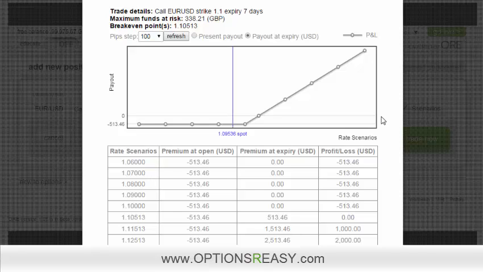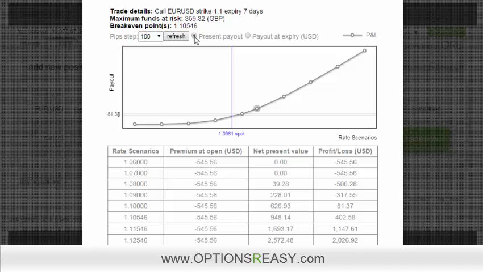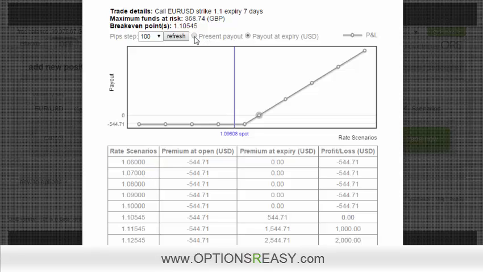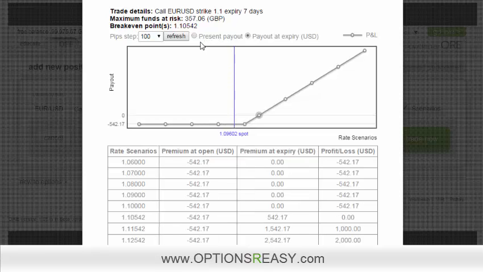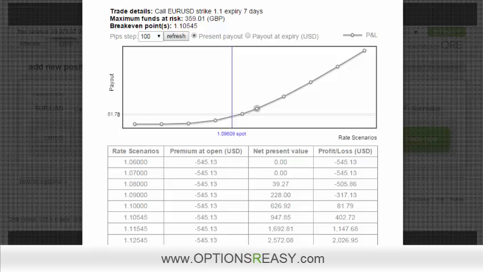So far we have only studied the payout of an option at its expiry. But you can see when I switch the chart to a present payout chart, which is showing the present value of the option, you can see that this value is higher than the payout at expiry. And as I switch from one chart to the other, this becomes very clear. This is showing us that before an option expires, it's worth more. And the reason for that is because an option before it expires has what we call time value.